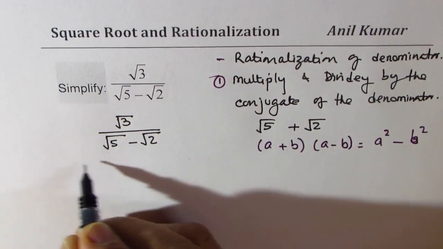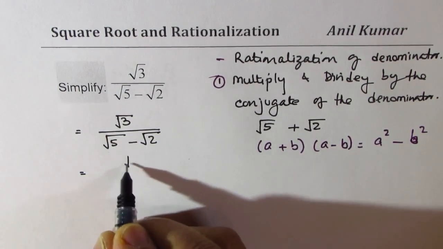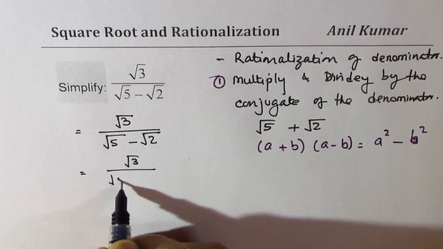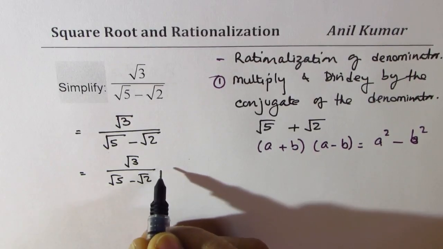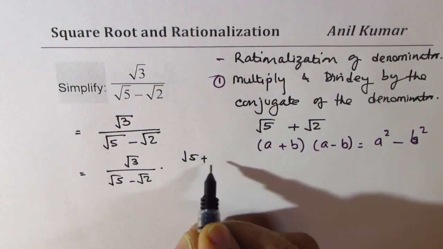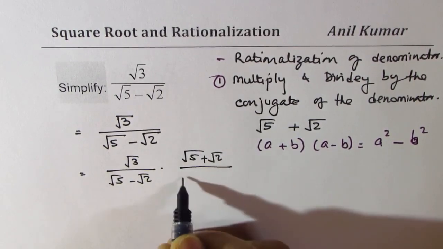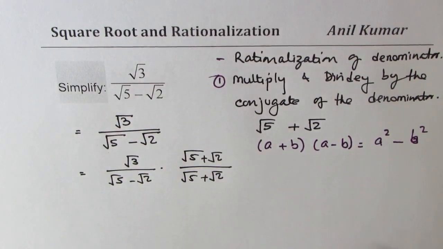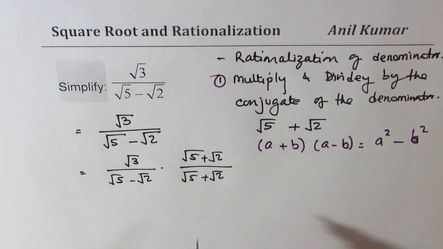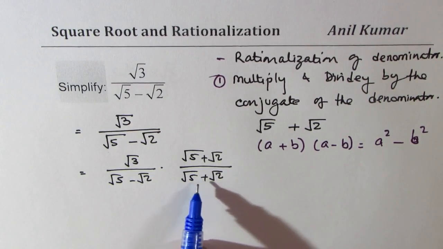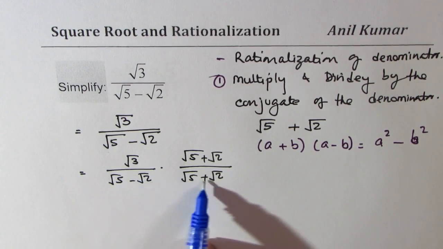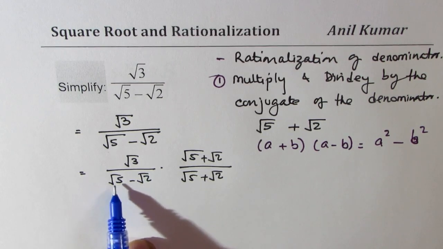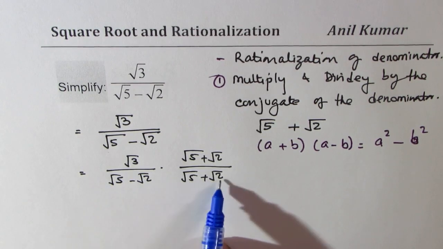So what do we get here? We could write this expression as square root of 3 over square root of 5 minus square root of 2, times square root of 5 plus square root of 2 over square root of 5 plus square root of 2. Now it is as good as 1. Multiplying anything by 1 really doesn't change your equation or expression, correct? So that's fair enough. Now you could actually see that the denominator will be square root of 5 square minus square root of 2 square, which is 5 minus 2.